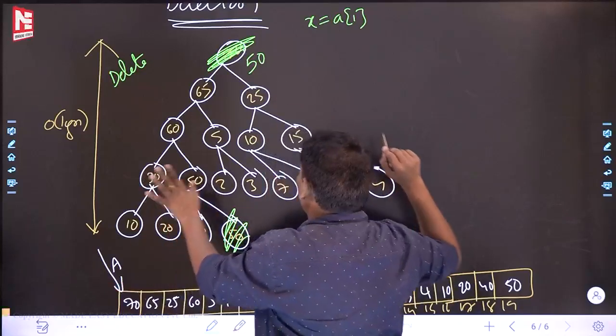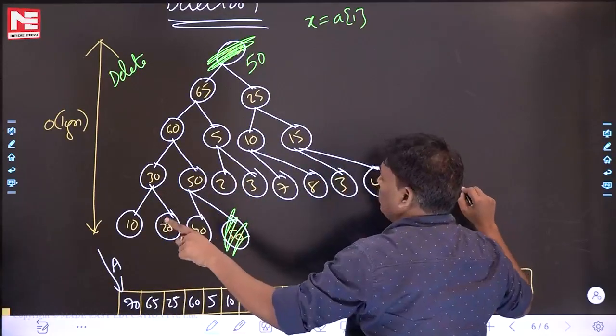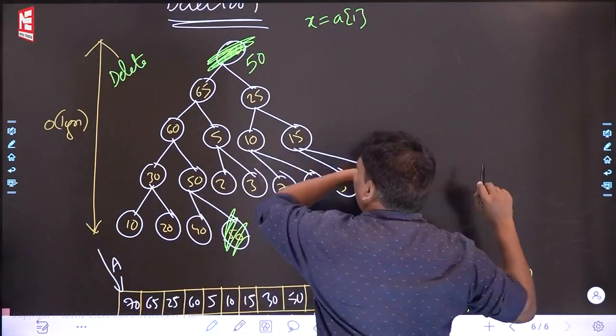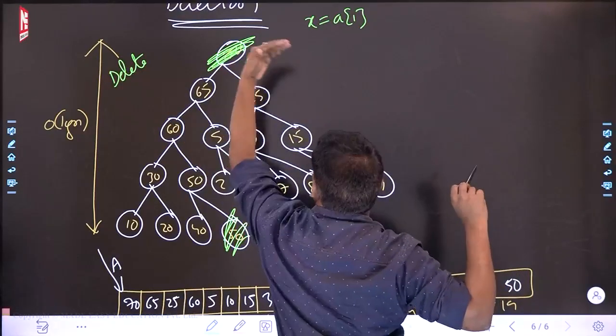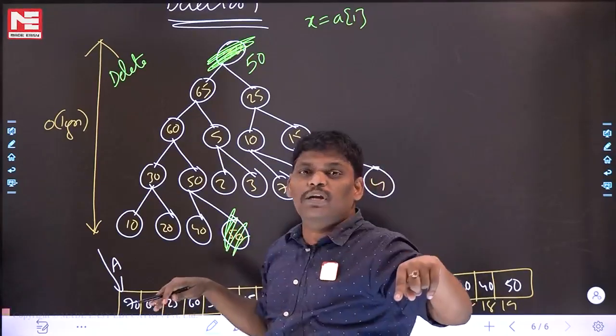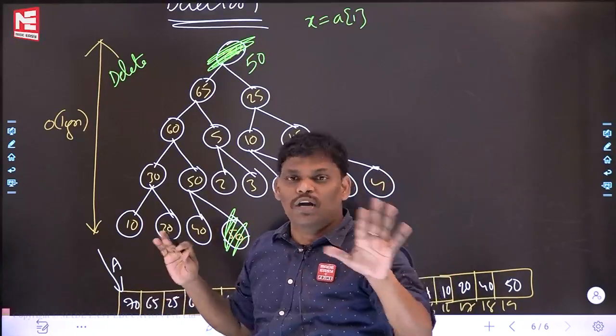Yes, after replacing, if you observe, it is an almost complete binary tree. It may not be max heap, but it is an almost complete binary tree. Please be careful. Delete root, replace by the last person. Yes, it is an almost complete binary tree. But do you want only an almost complete binary tree, or do you want a max heap also? You want a max heap also.